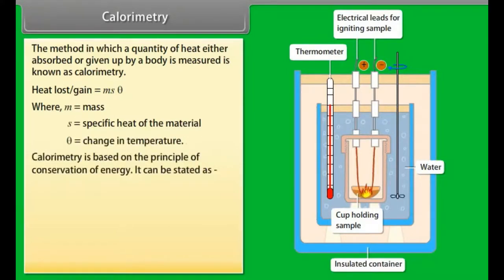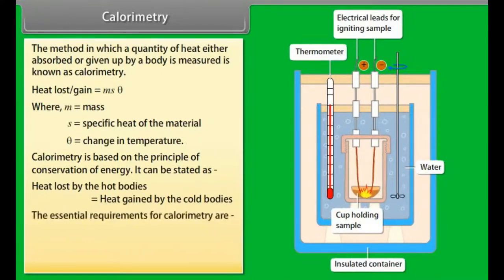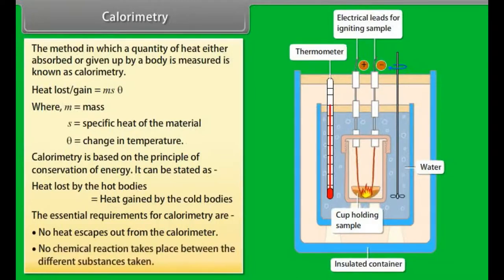Calorimetry is based on the principle of conservation of energy. It states that heat lost by the hot bodies is equal to heat gained by the cold bodies. The essential requirements for a calorimeter are: no heat escapes out from the calorimeter, and no chemical reactions take place between the different substances taken.